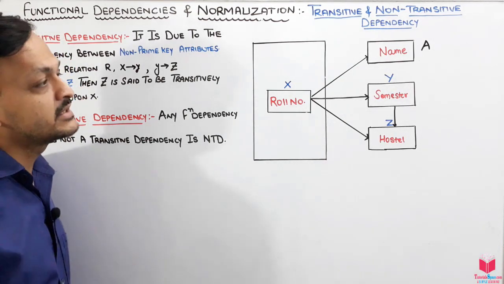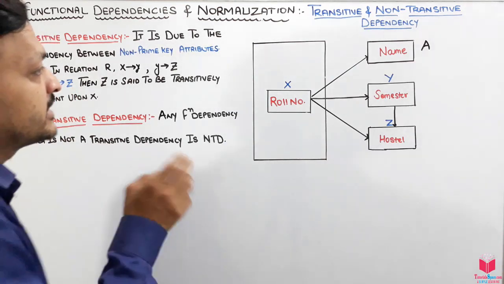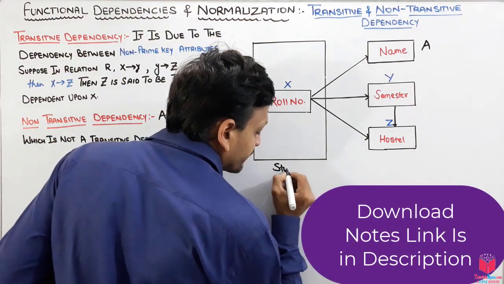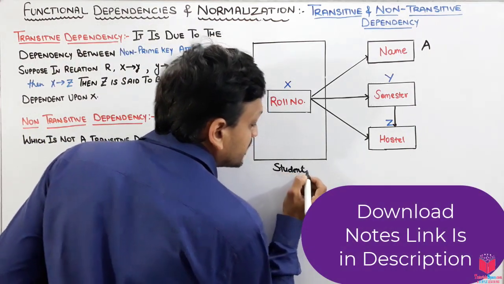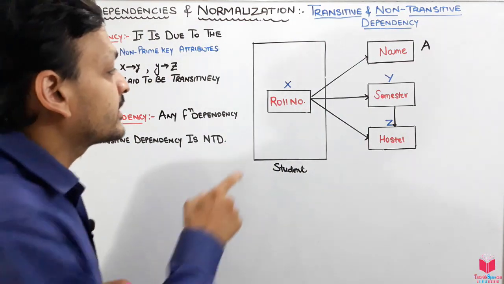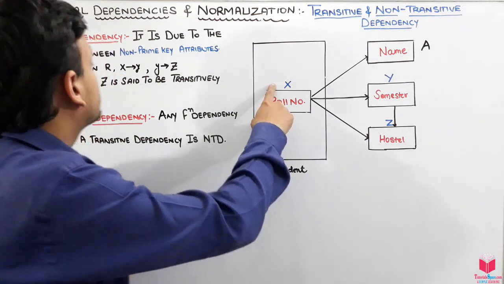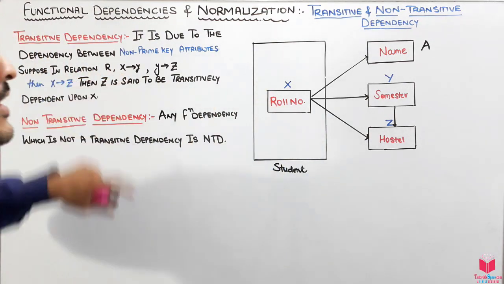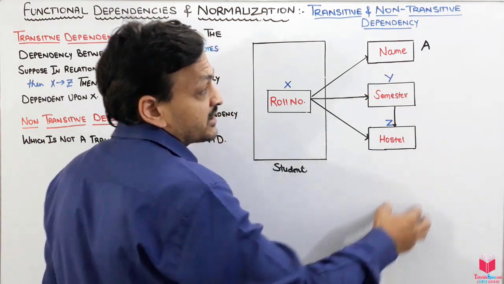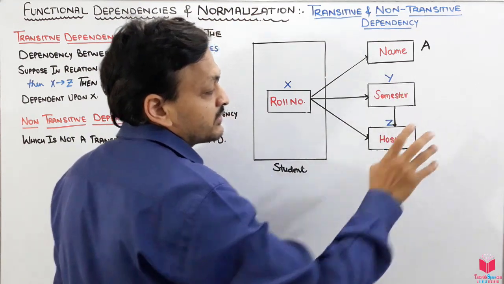Okay guys, so there is an example. We will study with the example. It will be quite easy for you. Let's see. There is a table, just take an example, a table for a student. In that table we write all the prime key attributes. So here roll number is the prime key attribute. We represented it with X here. After that we have a name attribute, semester attribute and hostel attribute. We represented name with A, semester with Y and hostel with Z.